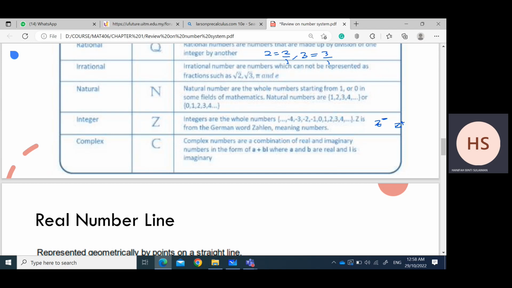And then we have complex, okay? Right, so complex numbers are a combination of real and imaginary numbers in the form of A plus BI, where A and B are real and I is imaginary. Okay, so ini kita panggil sebagai complex. So in general form bagi complex number adalah yang ini, A plus BI, where A and B are real numbers and I is the imaginary number, which is square root of negative 1. Okay, right, so that one is about numbers.